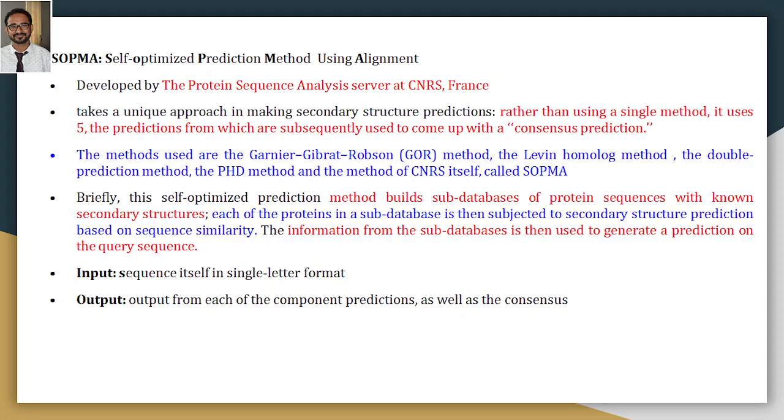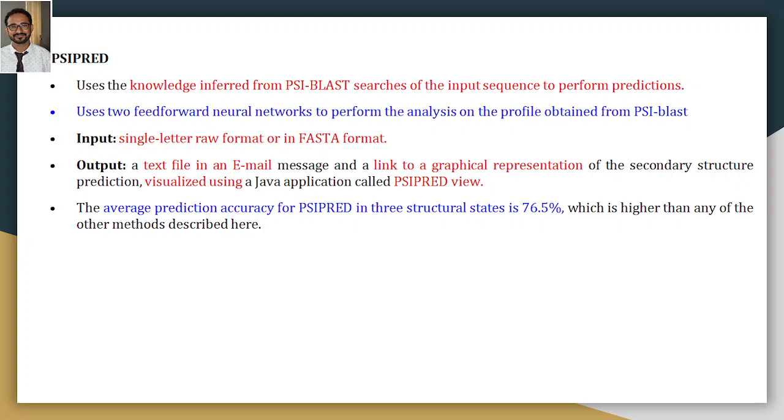The information from the sub-databases is then used to generate a prediction on a query sequence. The input is the sequence itself in single-letter format, and the output is from each of the component predictions as well as the consensus. That means all the 5 methods, and then finally the consensus one.